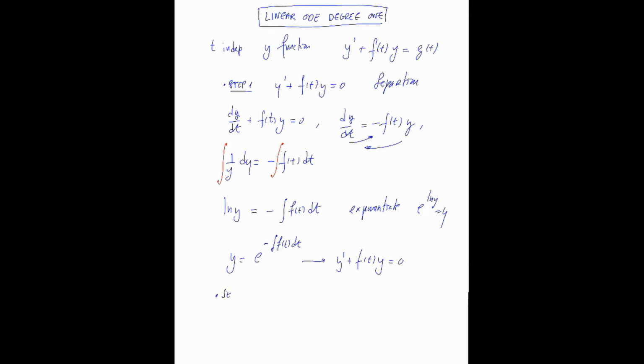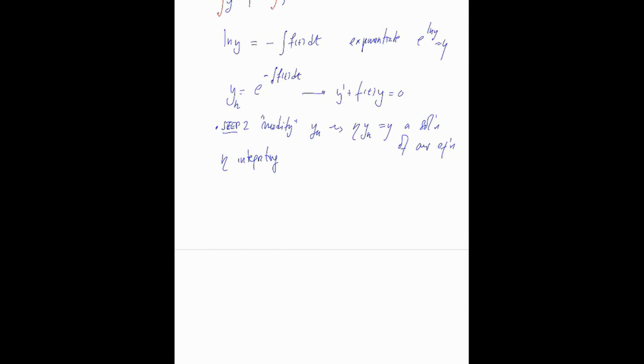So the second step is to modify this solution. Let's call this yh for homogeneous. The second step is to modify yh by multiplying it by a factor, so that this y is a solution of our equation. This factor is called an integrating factor because it allows you to integrate the differential equation. I will explain here how to do it, but if you don't want, you can jump ahead and just learn that this is the integral of g of t over the homogeneous solution dt. Your final solution will be the product of this thing by the homogeneous solution, so e to minus the integral of f of t dt, and down here the integral of g of t over homogeneous dt.